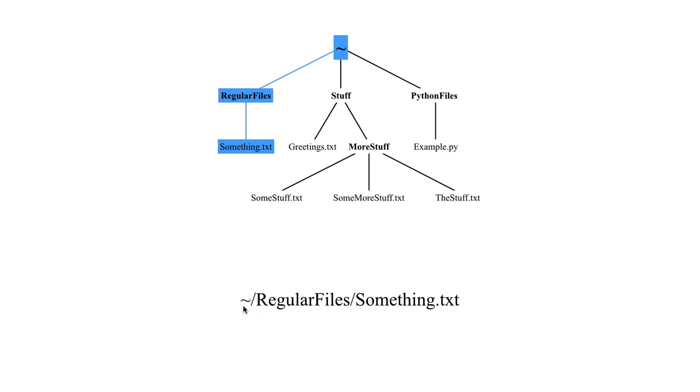You give it the starting point in the file path, which is the tilde, same as what we had up here, and then from there look for a directory called regular files, or a folder called regular files, which is right here, and then within that directory look for a file called something.txt, which is the ending point for our path. That would be the full file path that leads to the file that we're interested in, which is something.txt.